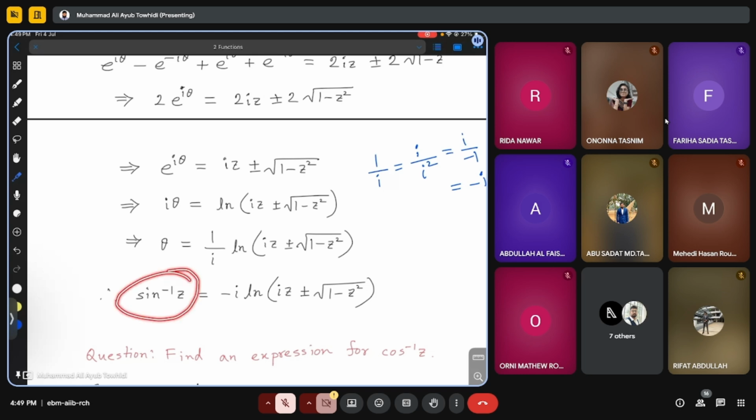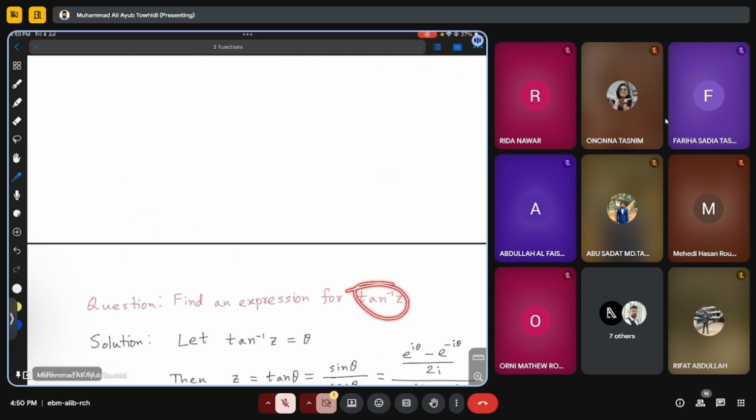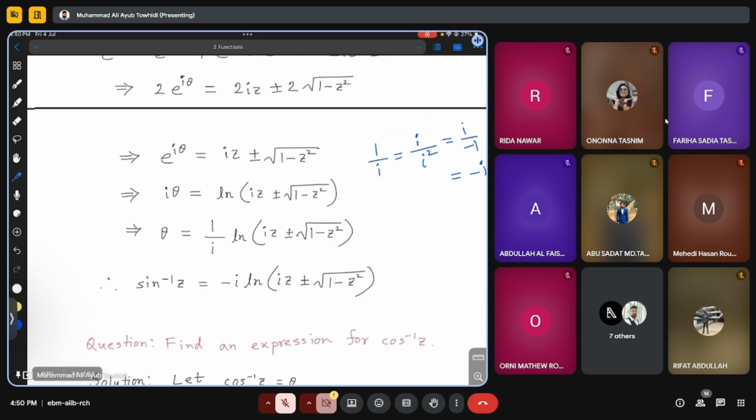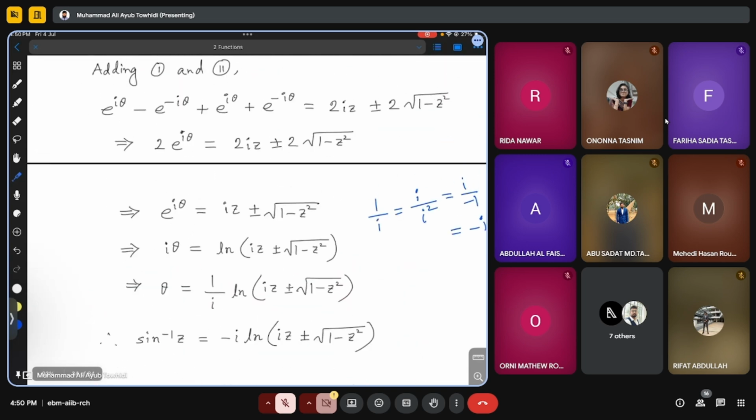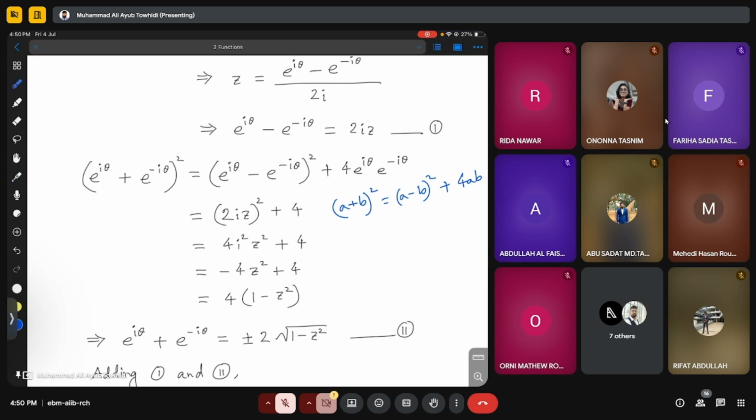So this is for sine inverse z. Similarly, you do for cos inverse z, tan inverse z, cot inverse z. You do that yourself as a homework. Any questions on the last problem, the sine inverse z conversion or expression? No, sir. Okay, good.